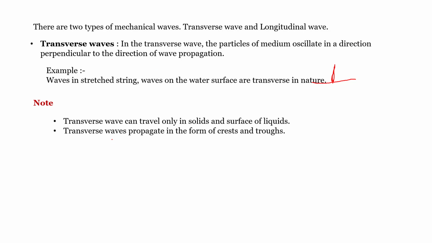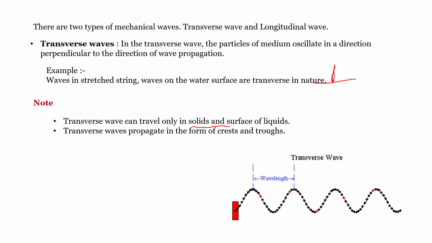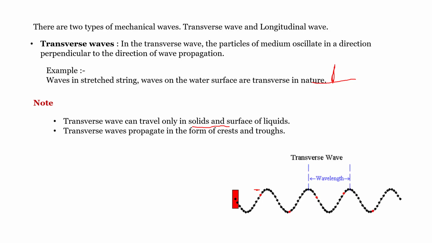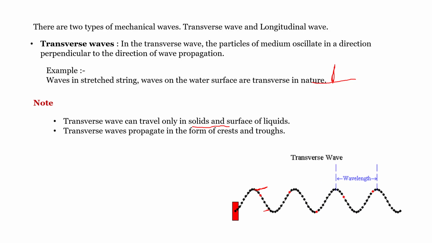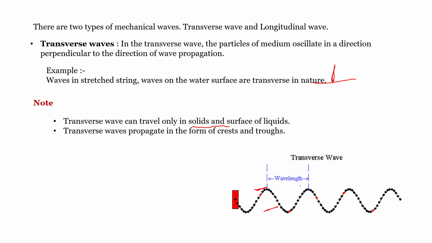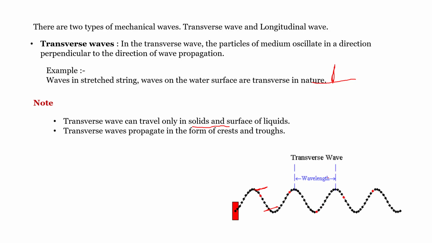Note that transverse waves can travel only in solids and on the surface of liquids. Transverse waves propagate in the form of crests and troughs. See how this crest and trough are marked. You can see over here, this is the crest and the bottom one is the trough. So the distance between consecutive crest and crest is what we know as the wavelength.